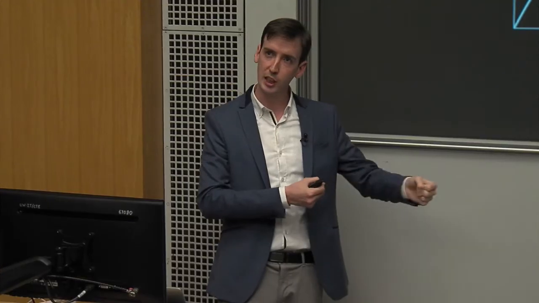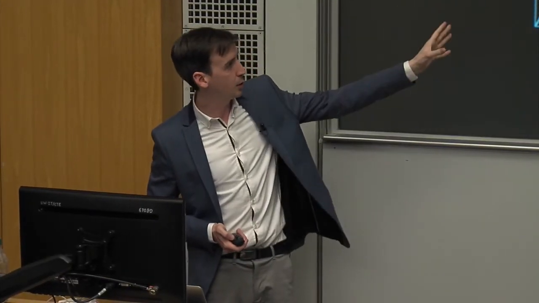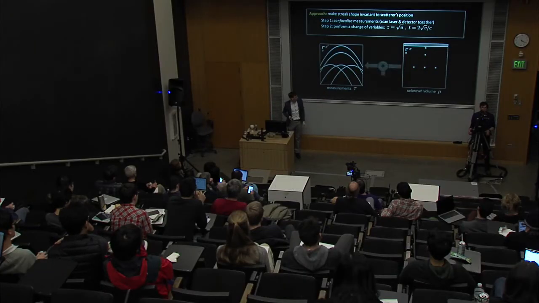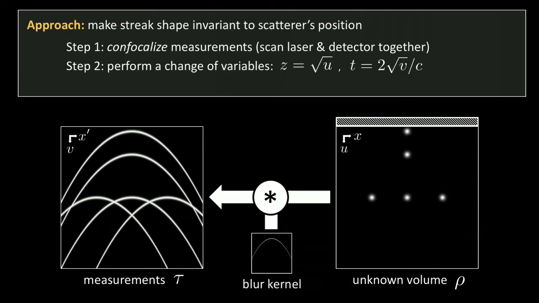So by confocalizing the measurements and stretching the measurements, what we've done is we've created a relationship between our measurement volume and the unknown volume through some blur kernel. And this is fantastic because all we need to do now to recover an unknown volume from these measurements tau is to basically do a deconvolution. We compute the Fourier transform of this, do a division of the Fourier coefficients, and an inverse Fourier transform to get a result.